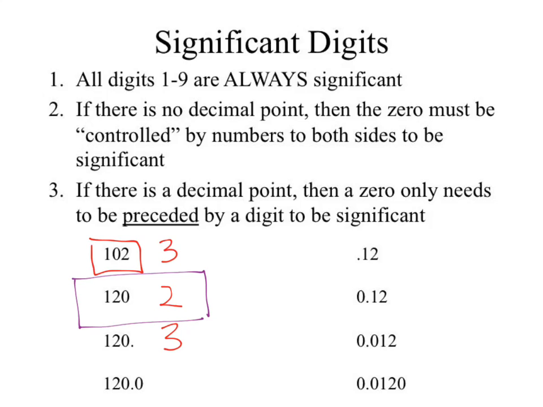If there is no decimal point, so look at our example. Do we have a decimal point there? No. Okay? We cannot imply decimal points. Mathematics is very black and white about that. The decimal point must be specified. Otherwise, we have no idea what's going on with it. If there is no decimal point, then the 0 must be bound by 2 significant digits, both 1 in front and 1 after. If we take a look at our 0, we do have a number before it. Do we have a number after it? No. Which means it is not controlled, which means we cannot count it as significant.